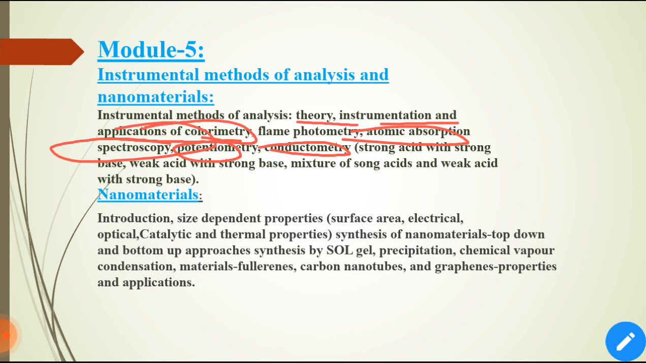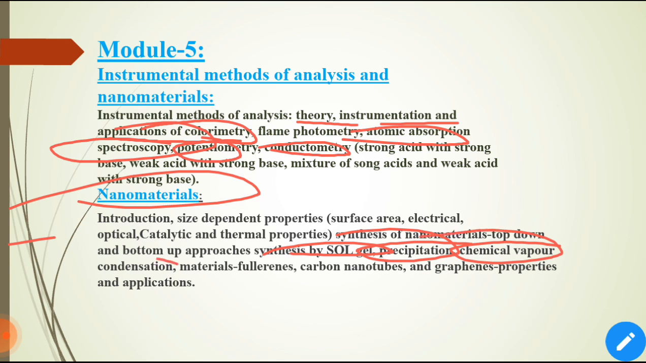Next, nanomaterials. In this you have to study what nanomaterials are, what the size-dependent properties of nanomaterials are, and how to synthesize nanomaterials by top-down and bottom-up approaches. Here we synthesize by the sol-gel process, precipitation and chemical vapor condensation methods. Next, we study the nanomaterials fullerenes, carbon nanotubes and graphene, and their properties and applications.